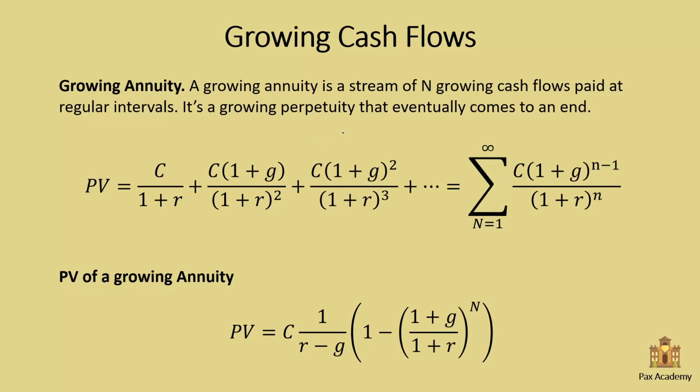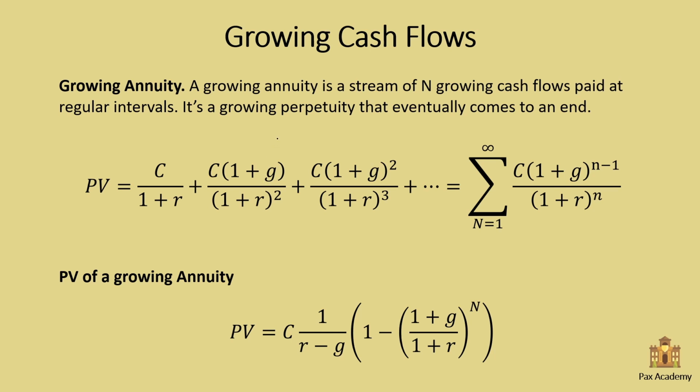Now that we've looked at regular cash flows, let's look at growing cash flows. Growing cash flows are cash flows which grow at a certain rate. For instance, they can grow at 5%, 10%, and we denote that rate by G, the growth rate.